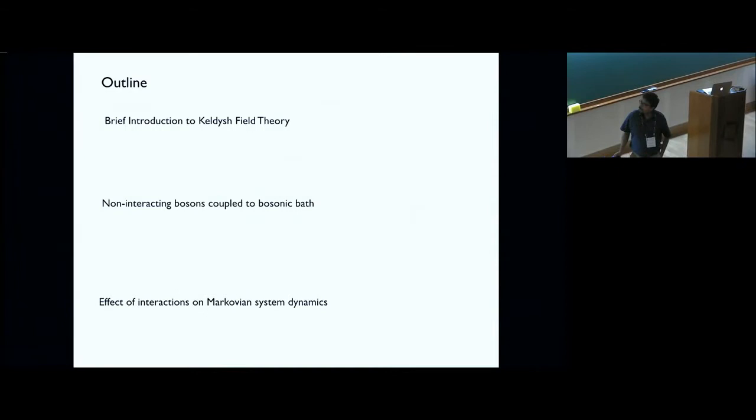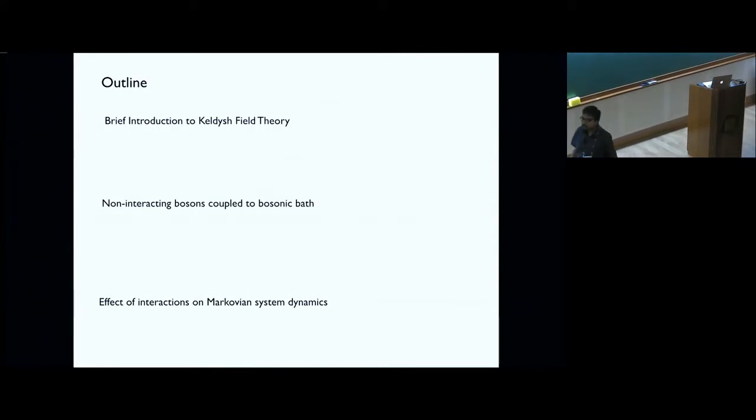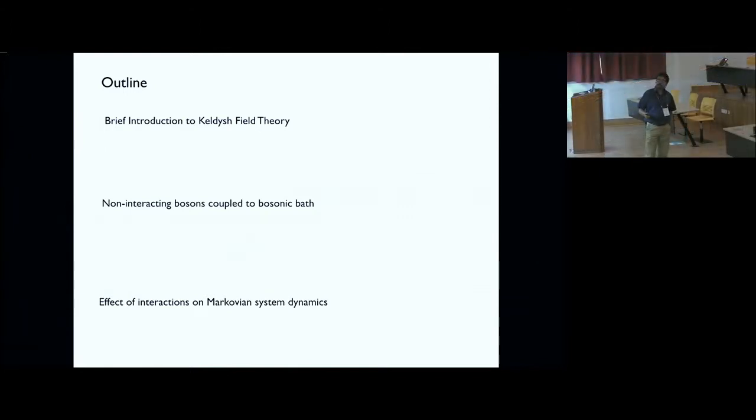Okay, so this is a brief outline. I'll talk about a very brief introduction to Keldysh field theory, mostly to set up things that I would need. It's by no means any exhaustive thing about Keldysh. Then we'll talk about non-interacting bosons coupled to a bosonic bath. And here we will talk about non-Markovian dynamics and localization, the two things that I talked about. And then the effect of interactions, where we will see that there is some universal distribution of quantum jumps, which comes out in some low energy limit.